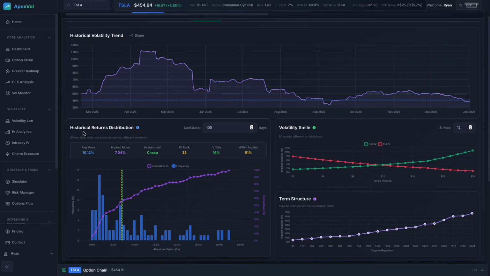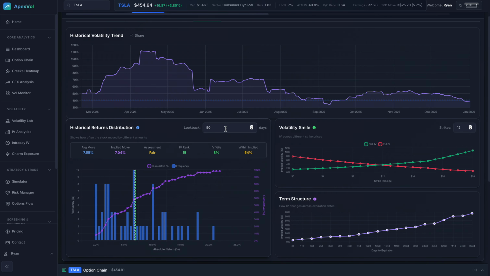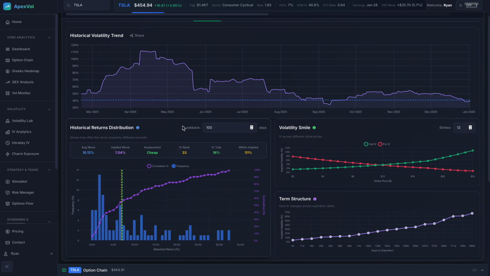The historical returns distribution here, this is term specific. So we can see we have a look back window here. This is set to 100 days to encapsulate the previous earnings cycle. However, we can change this to be 252, or you can change it to be 50. You can change it to be whatever cycle you want to look at. So we keep it at 100.